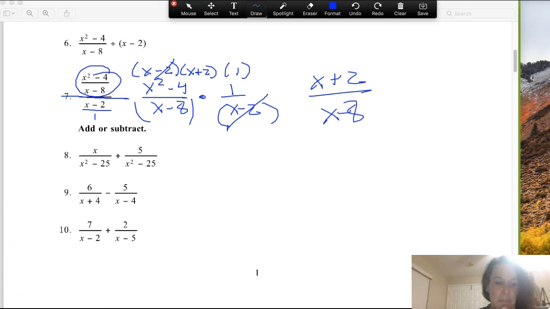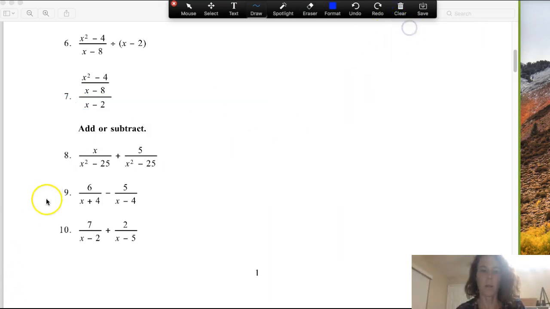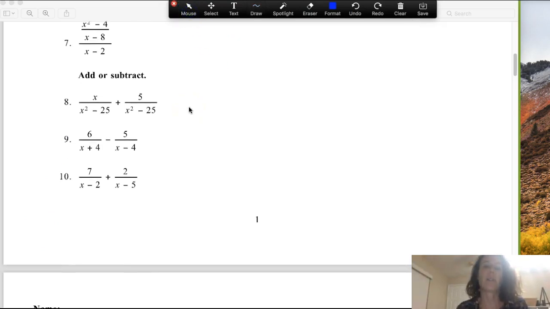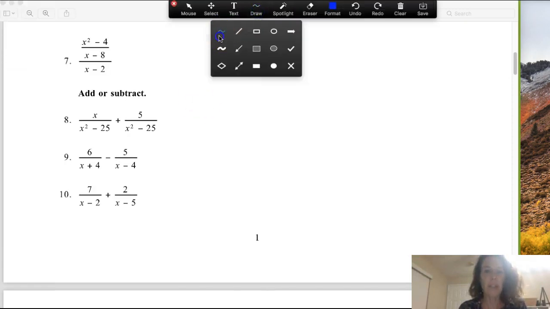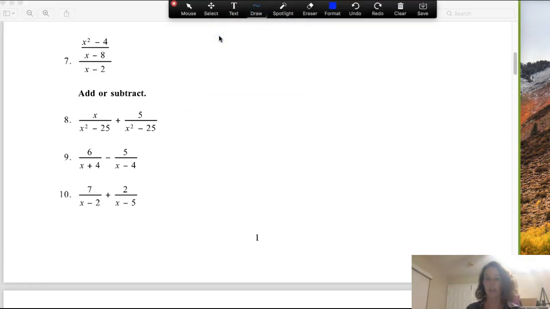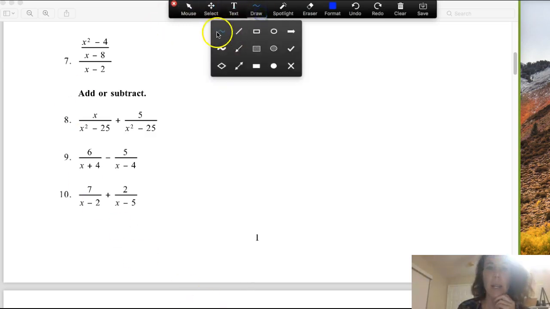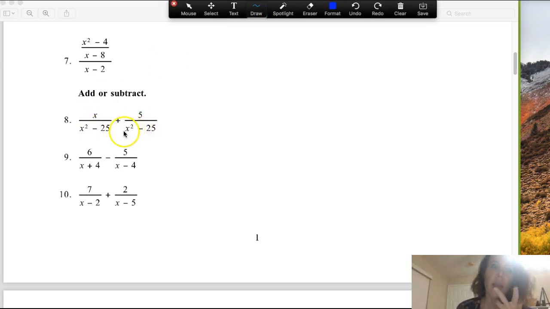Okay, number 8. All right, adding and subtracting rationals is a bit tougher than multiplying and dividing. Adding and subtracting, just like when you add and subtract fractions, you have to get a common denominator. So let's start with this number 8. Look here, yay, we have a common denominator. So when you have a common denominator, you just add numerators.